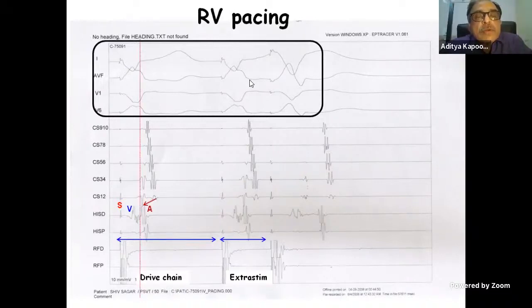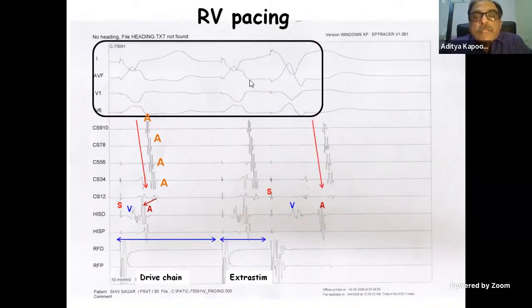So if you draw a line from here, it looks like the V, the A and the His is earliest. And if you see the CSAs, they are lined up like this from proximal to distal, right? Yes, sir. CS is activated proximally to distally. And if you look at the extra stimulus now, this is the stimulus, this is the V, and again the His bundle A is the earliest. The CSs are activated proximally to distally. So it looks like a nodal conduction.